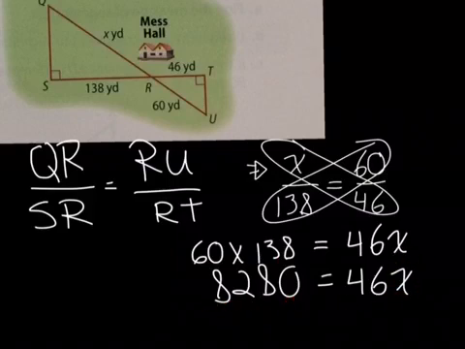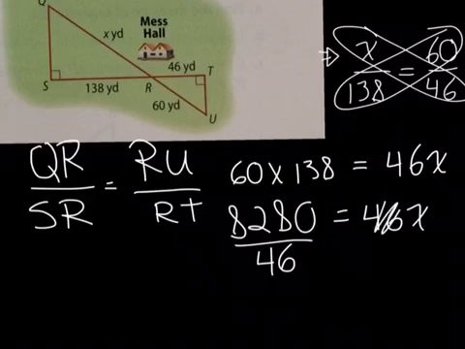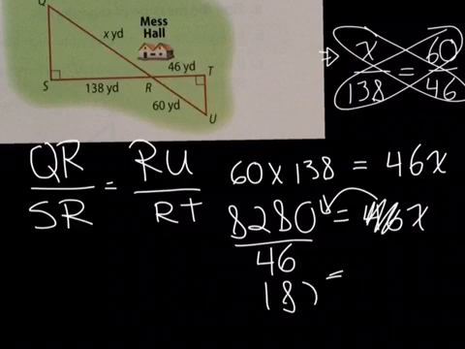Let's isolate the variable and divide this side by 46. Remember, the 46 is no longer there because we brought it over to this side and inverted the operation. So when we divide by 46, we get 180 equals x. And that's just what we mentioned earlier.